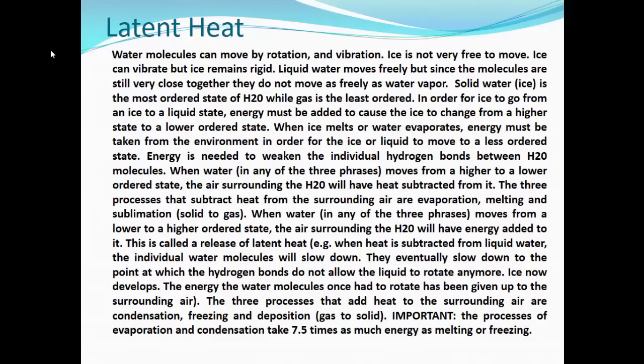When heat is subtracted from liquid water, the individual water molecules will slow down. They eventually slow down to a point at which the hydrogen bonds do not allow the liquid to rotate anymore. Ice now develops. The energy the water molecules once had to rotate has been given up to the surrounding air. The three processes that add heat to the surrounding air are condensation, freezing, and deposition, gas to a solid. Important: the processes of evaporation and condensation take about 7.5 times as much energy as melting or freezing.